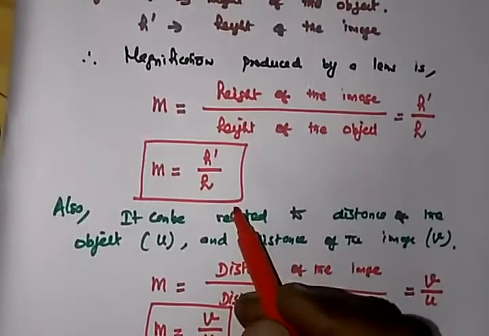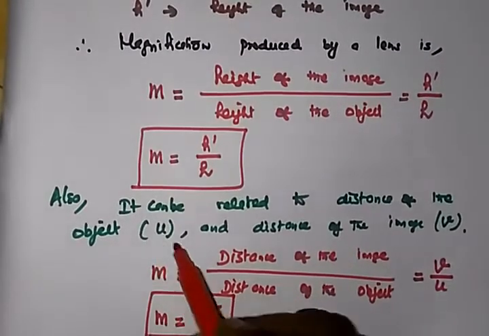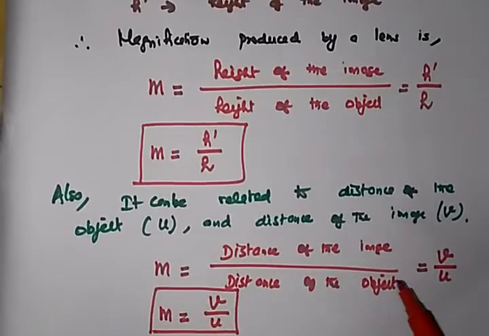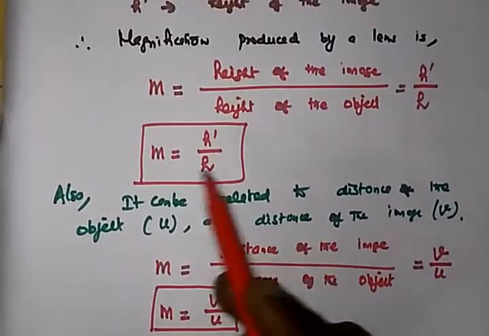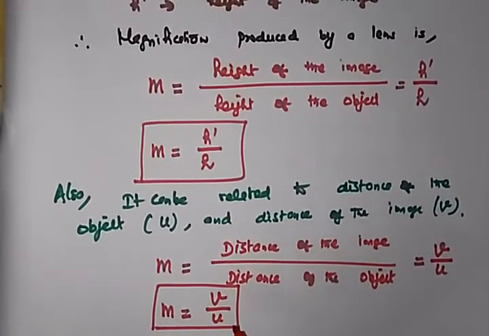So also it can be related to distance of the object u and the distance of the image v. Then m is equal to distance of the image by distance of the object, v by u. So m is equal to h dash by h, and m is equal to v by u.